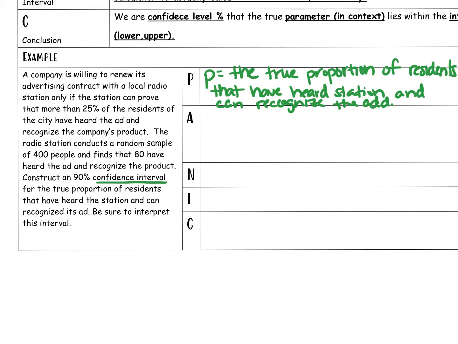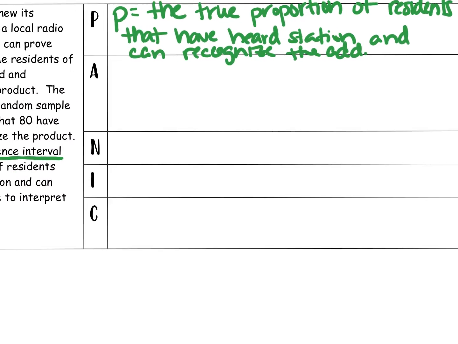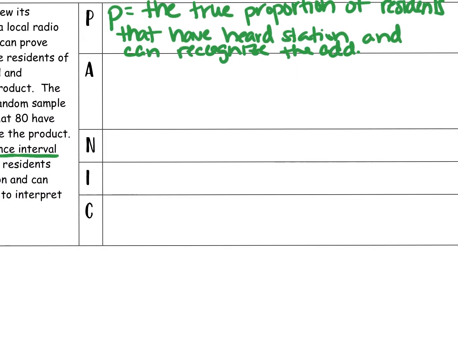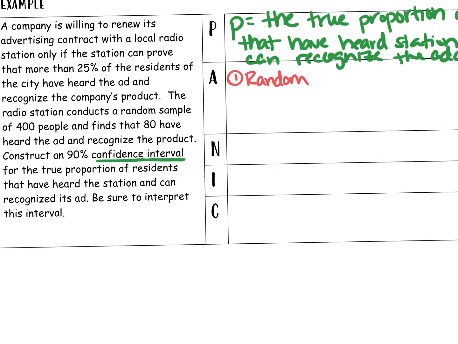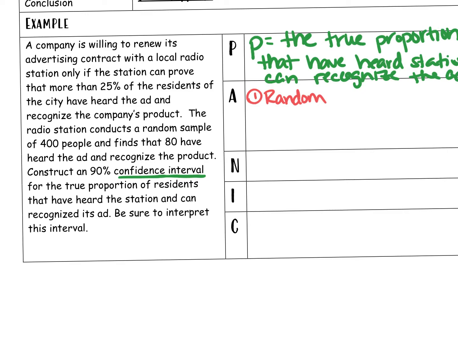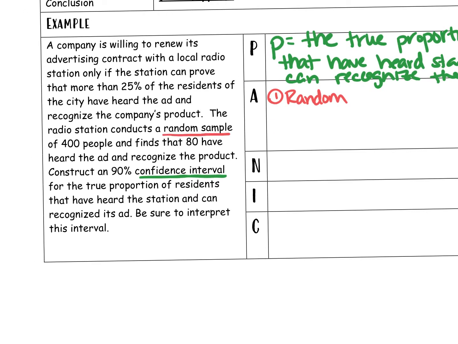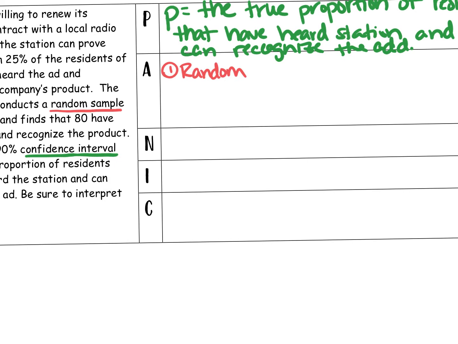And then the next thing we're going to do is talk about our assumptions. Pretty much for every test and every interval that we run, we're going to have three assumptions. The first one is the random assumption. We go into this problem and see if it's stating that it's random. It tells us right here they're taking a random sample. So that's already stated for us, which is nice. If it's not stated, we can assume it, but we need to give a reason why we're assuming it.